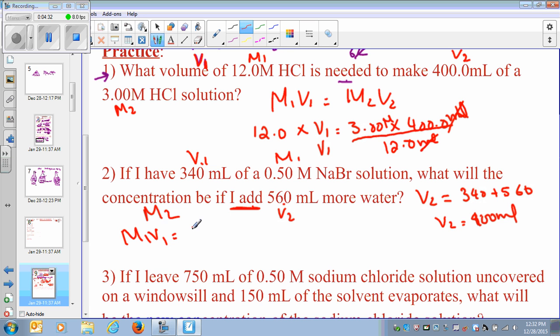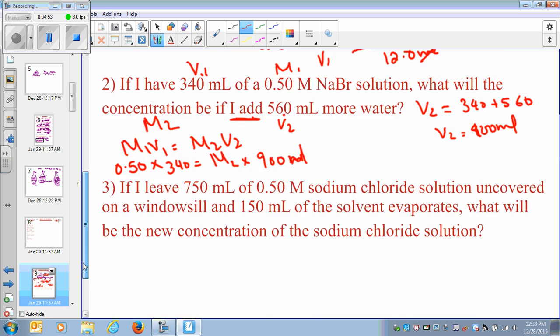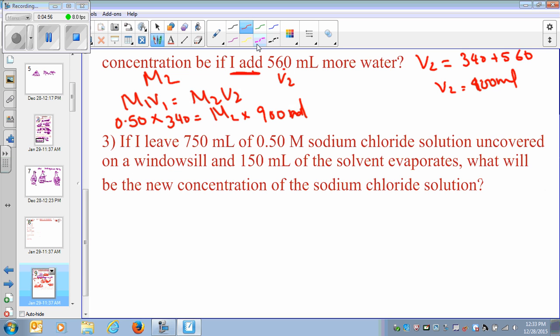So M1V1 equals M2V2. I have 0.50. This is my M1. My V1 is 340. I don't know the concentration, whereas my volume is 900 milliliters. To calculate this, you divide by 900 and that will be your answer. Now the next question is, if I leave 750 milliliters of this solution uncovered, this is my M1, this is my V1. I left it uncovered, and 150 milliliters of solvent evaporates.